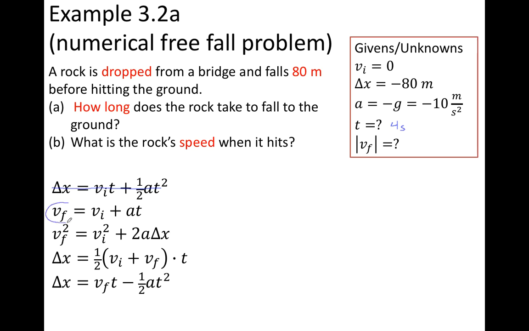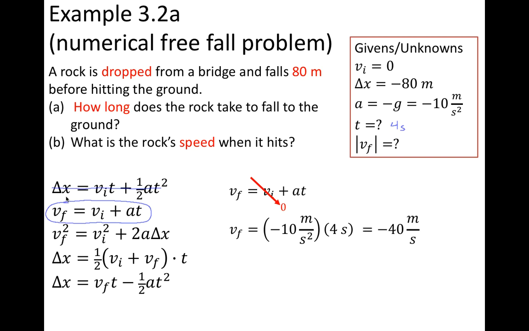I'm going to use the second equation because it's already solved for VF. It won't require any algebra. So there's our equation. We can again eliminate the term with V initial in it because V initial is 0. And we can insert the values for a and for time. And we get a value for the final velocity of negative 40.